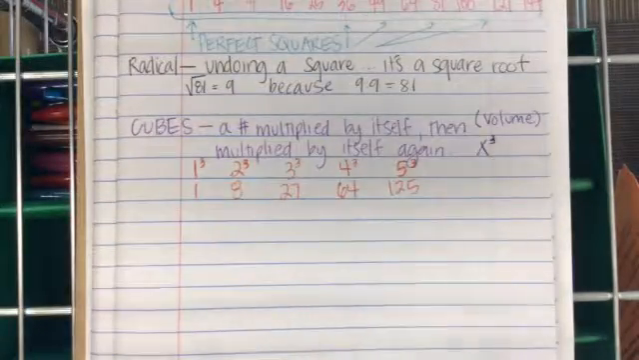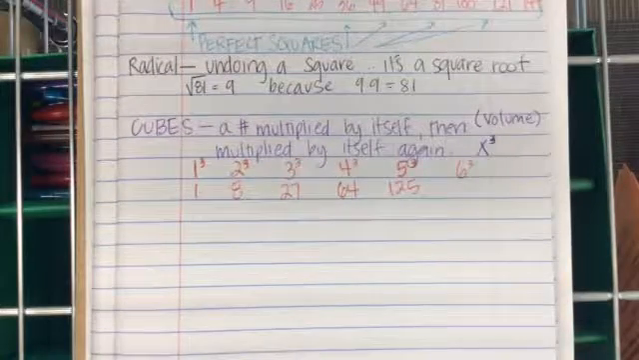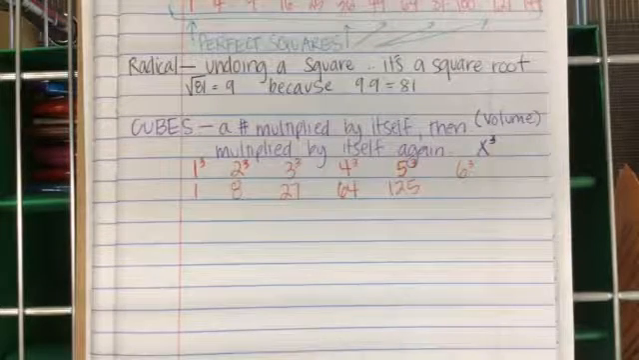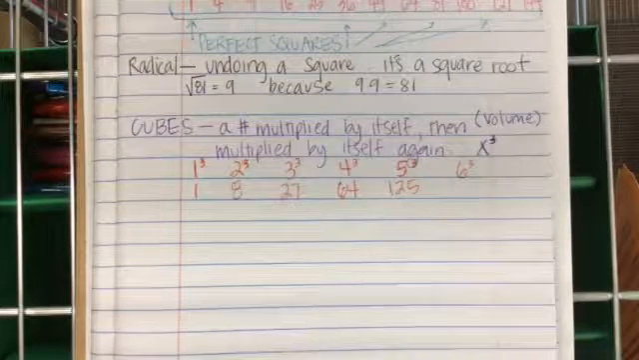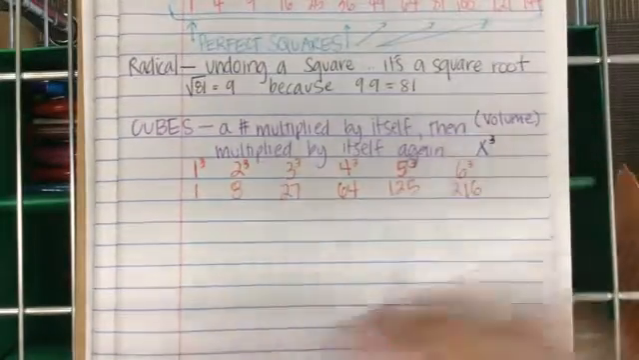Let's do 6 just because we have a little bit of room. What's 6 cubed? 6 times 6 times 6. I'm getting 2 different answers. It's 216.